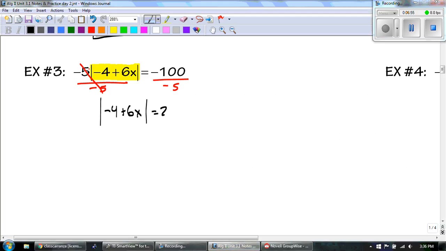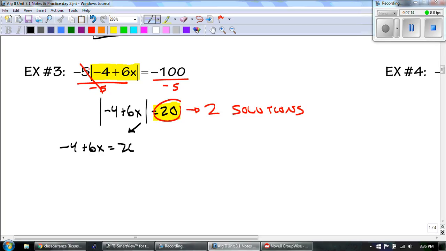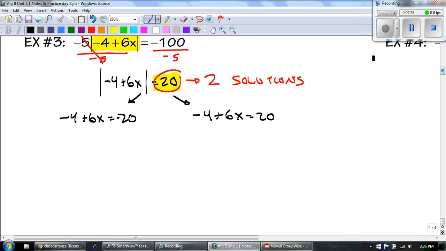And so now that it's a +20, when we look at this, you should know that there are going to be two solutions. Now your answer is not two solutions, your answer is finding the two solutions. So set it up to a -20 and a +20. Okay, so let's go ahead.